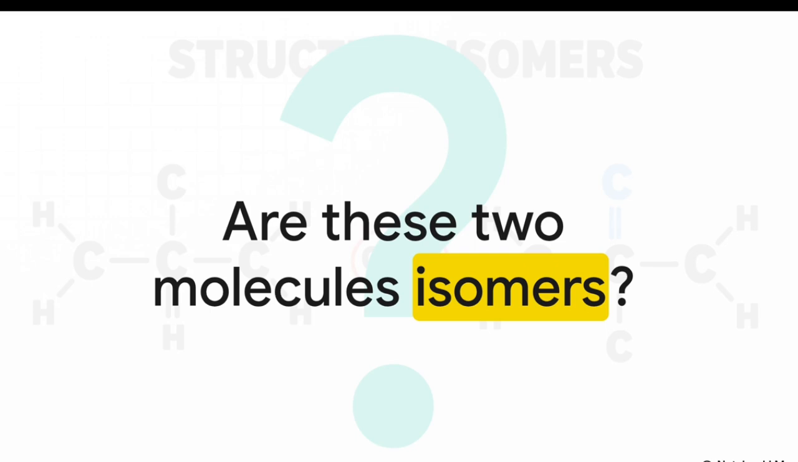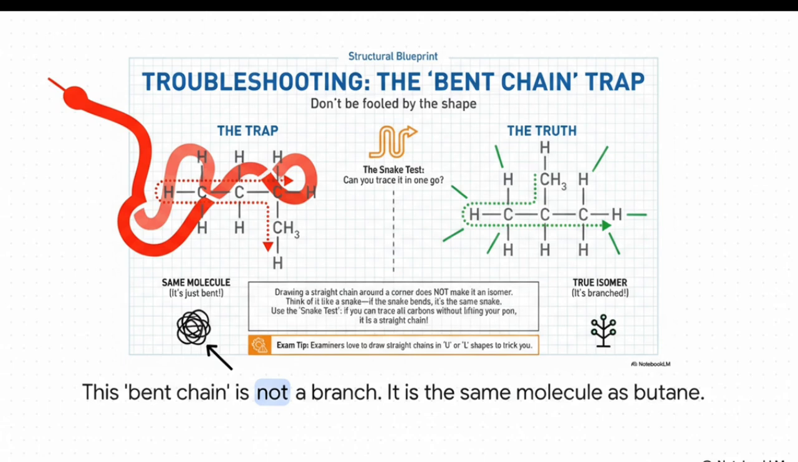What do you think? The answer is no, absolutely not. This is the trap. Just drawing a straight chain and bending it around a corner does not make it a branch. It's the exact same molecule, just sort of twisted or bent on the page. It's still one continuous chain of 4 carbons.